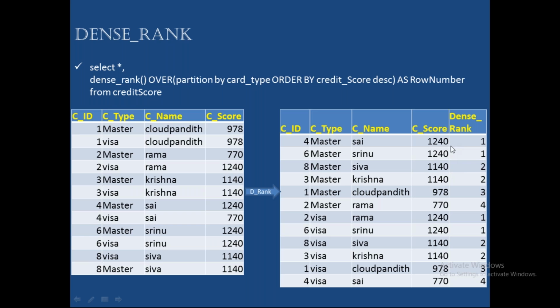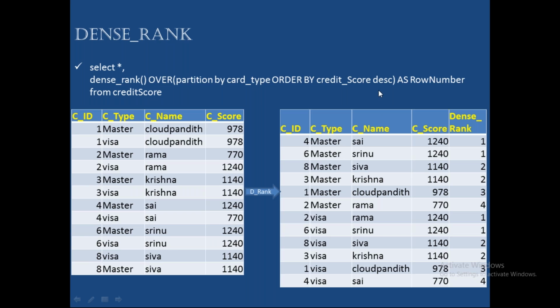Ranks will be the same. So these 2 people are 1, 1, it will give 1, 1. These 2 people have the next highest score, so they come under second. Next 978 is the third group, 770 is the fourth group. 1240 is one, these 2 have the same score, so first rank. Why is this again first rank? Because this is another group, a Visa group. In this Visa group, 1240 1240 is the first rank, 1140 1140 is the second rank, 978 and 770 are unique, so third rank and fourth rank.